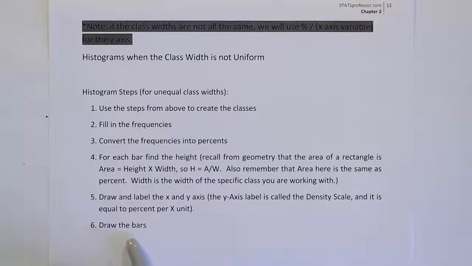And then lastly, we're going to draw in the bars, and that's the easy part as well. So the main difficulty is that we're going to have to find the height of the rectangle, how high the rectangle should be, and then we're going to have a different y-axis, right? And the y-axis is going to be called the density scale, and it's going to be equal to percent per x unit. In this case, it'll be percent per hour for our example. All right, so those are the steps, and sometimes it's easier to just do them than to explain them. So let's go ahead and start working on this problem.